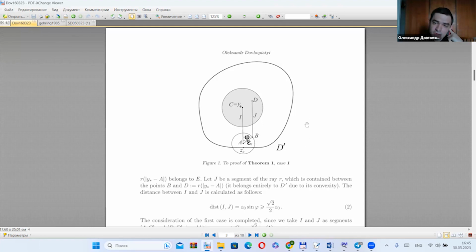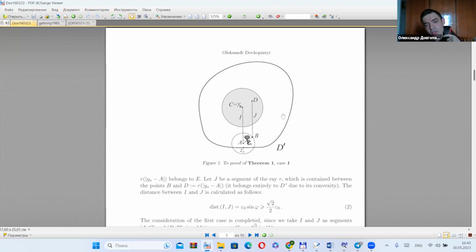And let's start from the first one, which is the easiest one, when this angle is large. So this angle is more than pi divided by 4 but less than 3 pi divided by 4. We can draw a segment from the point B which is parallel to segment A y star and has the same length. We can prove by the triangle inequality that the end of this segment belongs to our ball too, and we can denote C as y star and D as the end of this segment.